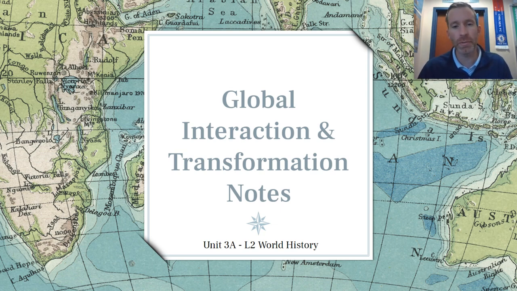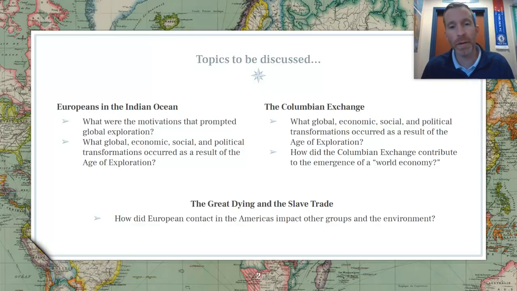Mr. Lutz here to talk to you guys about Unit 3A in our world history class, which is going to be on global interaction and transformation. So we're looking at about 1450 to 1750 in terms of a time period. We're going to be focusing on these three topics throughout the first half of Unit 3: Europeans in the Indian Ocean, the Columbian Exchange, and the Great Dying and the Slave Trade.